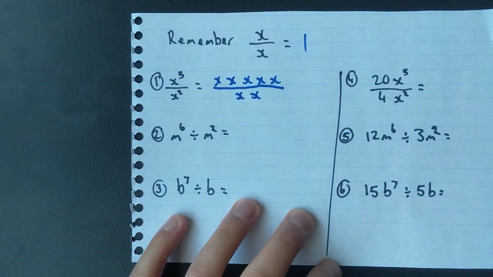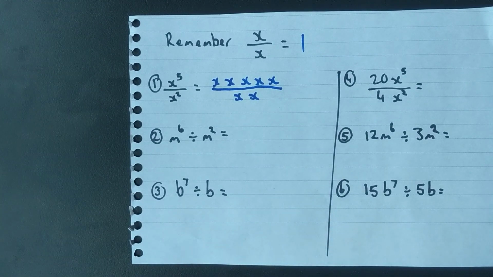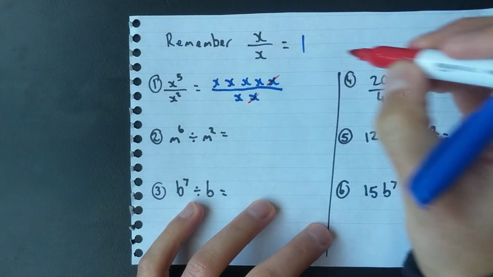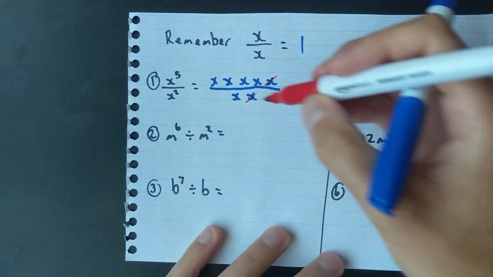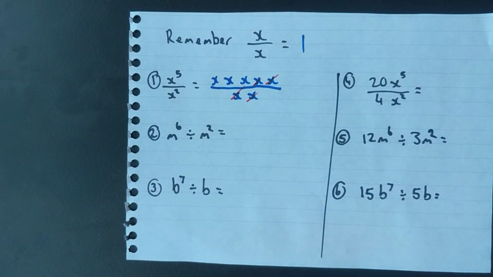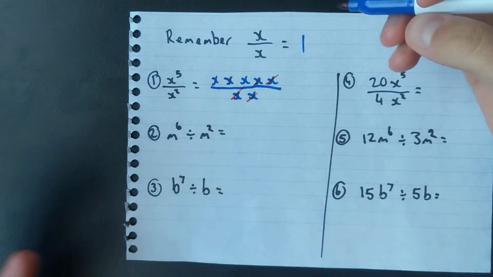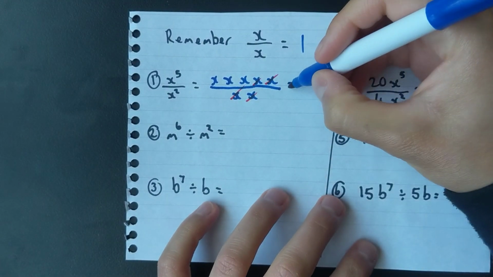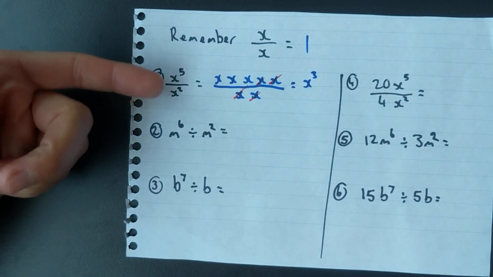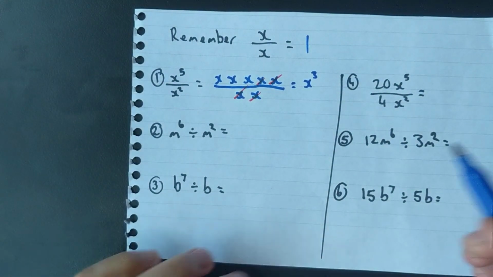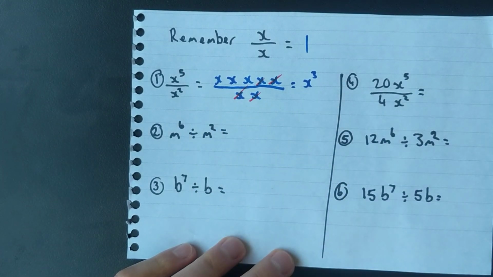2 x's on the bottom. Well, x divided by x is just 1, so I can just cancel those out because it means exactly the same thing. And I can cancel these ones out, because again, that just makes 1. And that means that I'm left with 3 x's. I'm left with x cubed. And again, you've probably seen a nice quick way that I can do this. 5 take away 2 is 3.